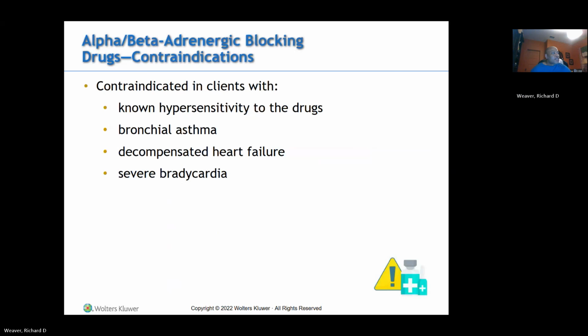So some of the contraindications: hypersensitivity, of course, bronchial asthma. Remember, some of these drugs have beta 2 receptor effects. The lungs, the bronchial smooth muscle on the lungs, and when it's blocked, of course, these patients can go into bronchospasms. Decompensated heart failure, meaning the person's heart failure has gotten worse, and also severe bradycardia. They would be contraindicated because these particular drugs will drop your heart rate. You don't want the heart rate to drop even more.